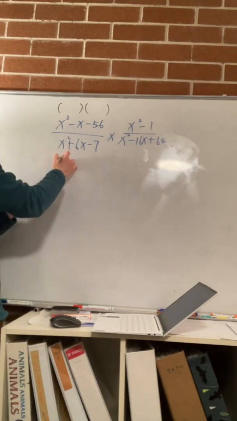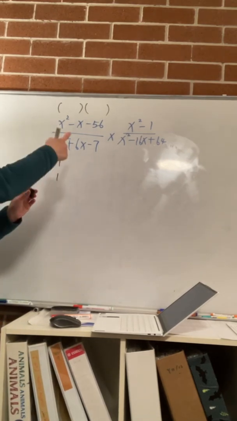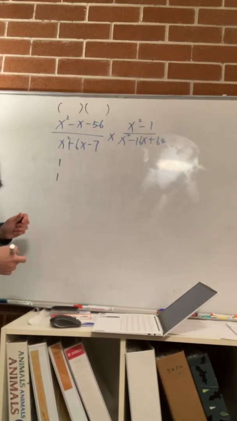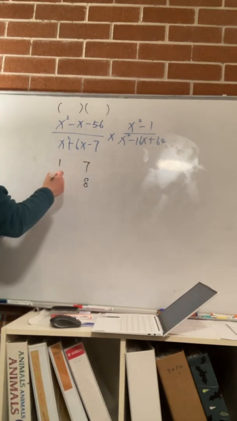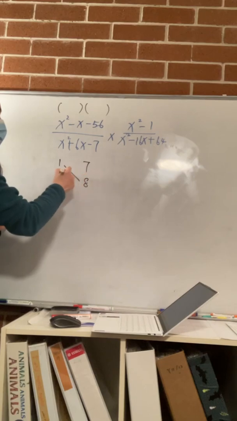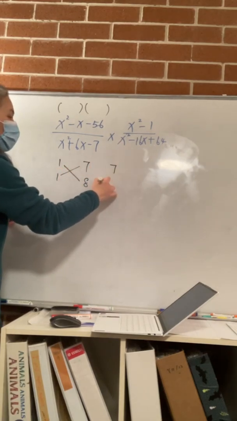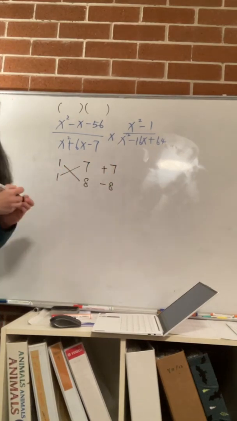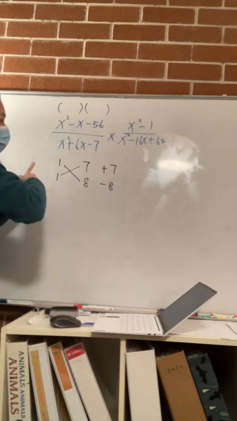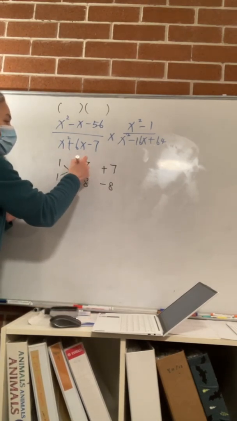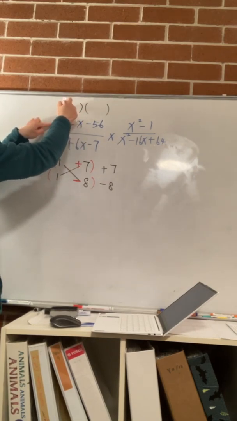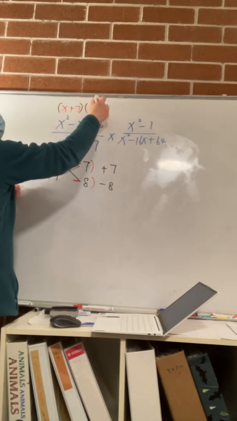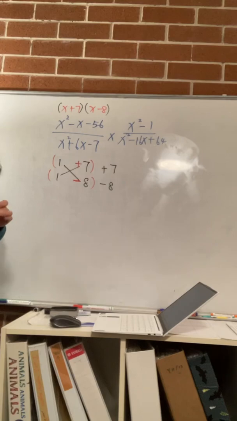So you have x and x, and then 56 is going to be 7 and 8. So you do cross, you have minus 8 plus 7. Yes. Then you put the minus in here, and the plus in there. And this one becomes x plus 7, x minus 8. Then you have to do this to every single one of them.